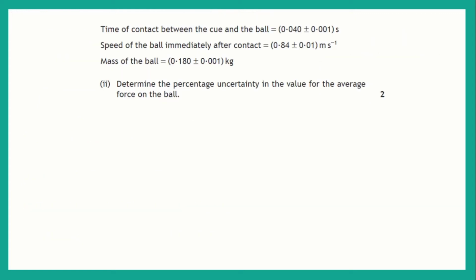Part 2. Calculating the percentage uncertainty and the value for the average force on the ball. From the equation, in order to calculate the force, we need to use the time, the speed, and the mass. We need to use all three of these values here. Therefore, we need to combine all those uncertainties, the uncertainty in the time, the uncertainty in the speed, and the uncertainty in the mass. If you think you can do it, pause the video and have a go.